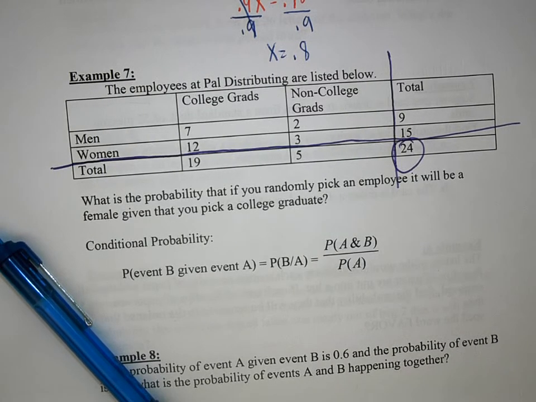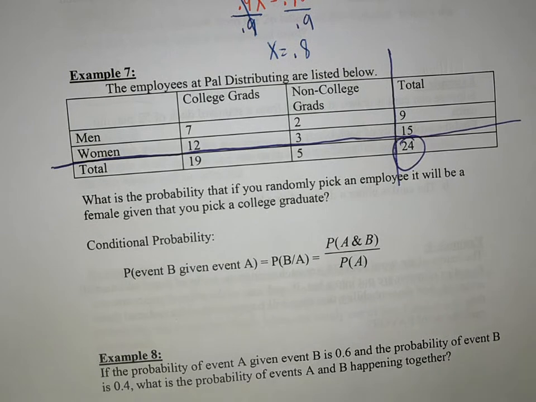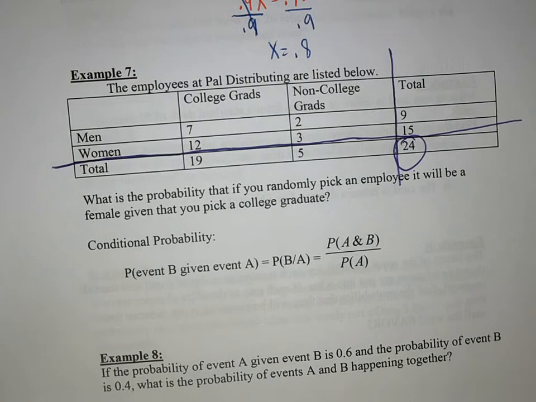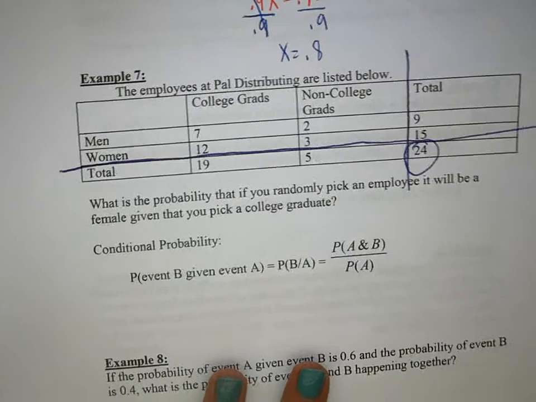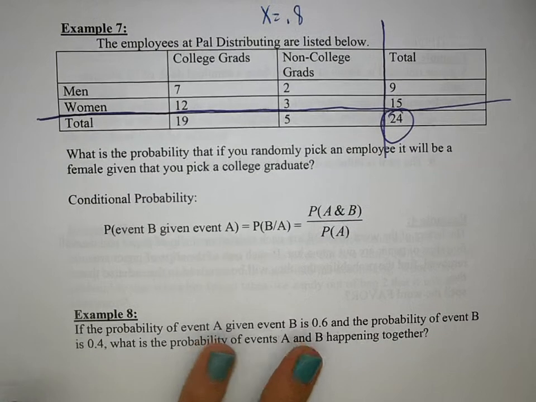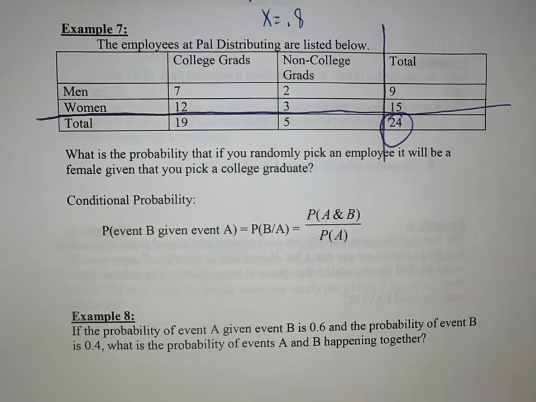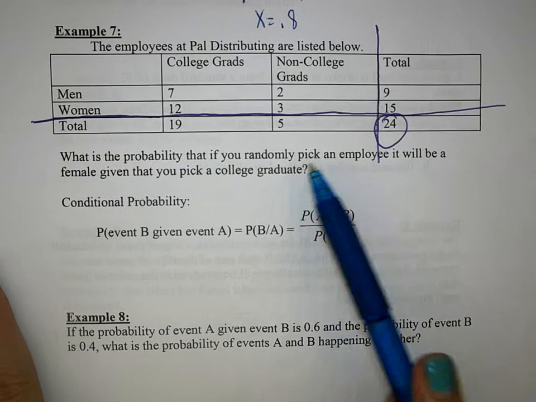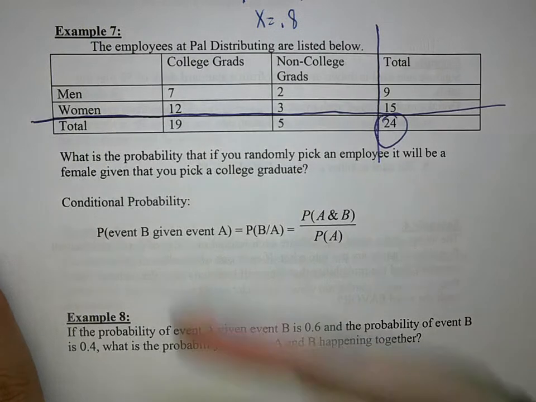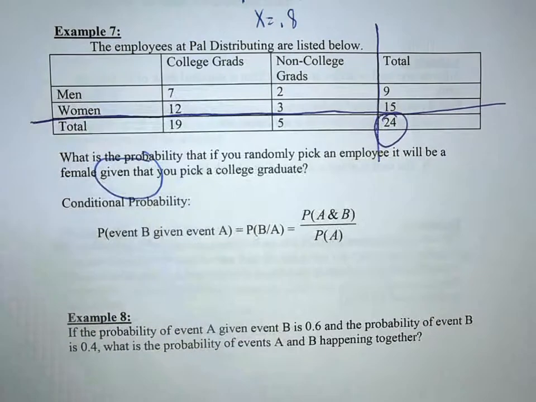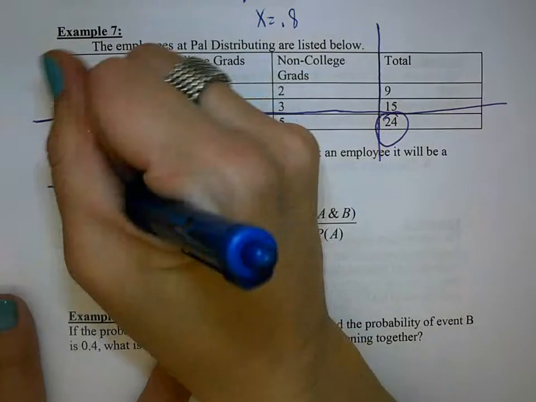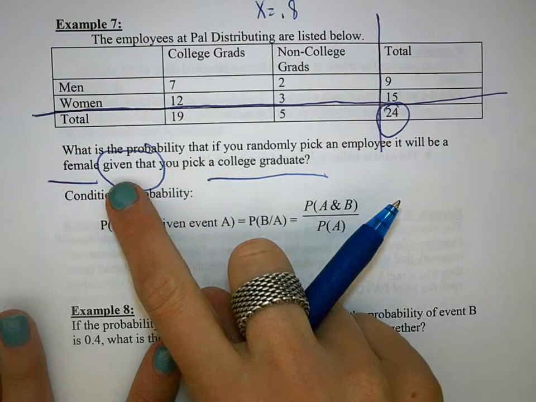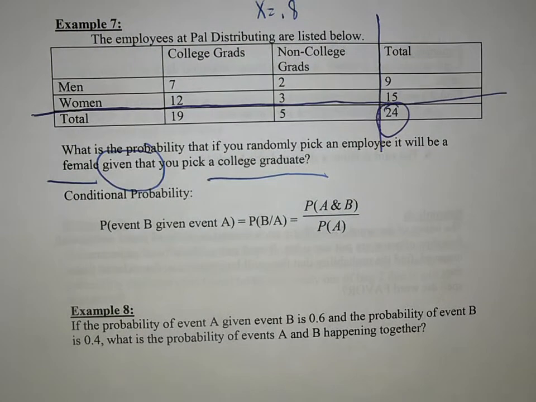So basically in this thing where they asked people questions, there were 24 people that they talked to. Okay? So there were college grads, non-college grads, and there were men and women. All right. So when you're finding probability, there's this special question. It says, what's the probability that if you randomly pick an employee, it will be a female given that you pick a college grad? This given is a special type of probability.